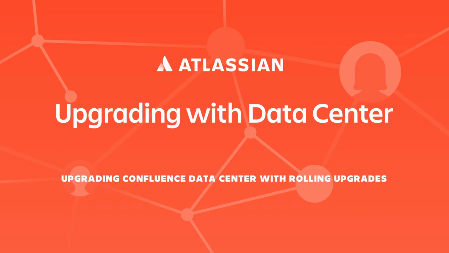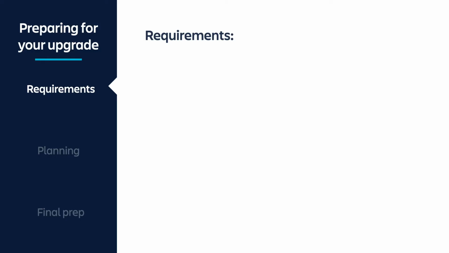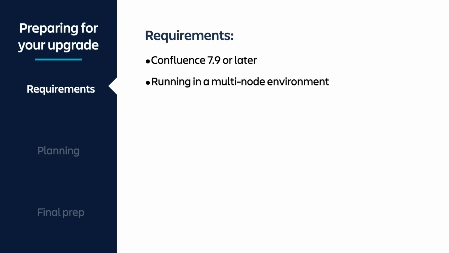In this video, we'll take you through how to upgrade a Confluence instance using rolling upgrades. If you aren't familiar with rolling upgrades, you can check out the first video in our series where we highlight this feature along with the benefits of using it regularly. To use rolling upgrades, you need to be running Confluence 7.9 or later and running in a multi-node environment.